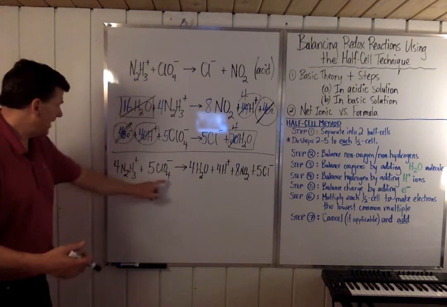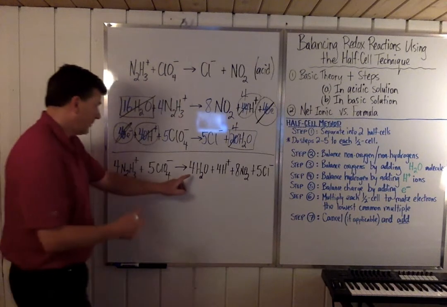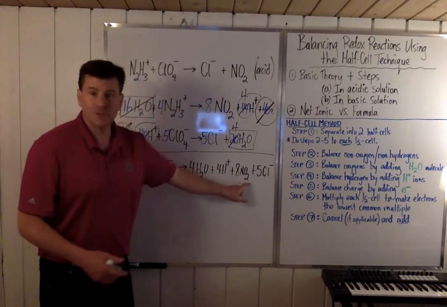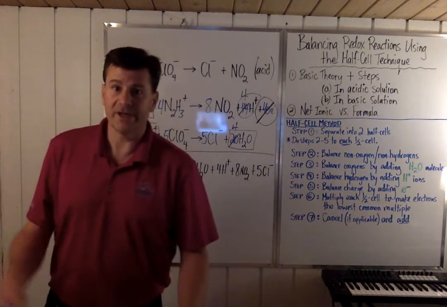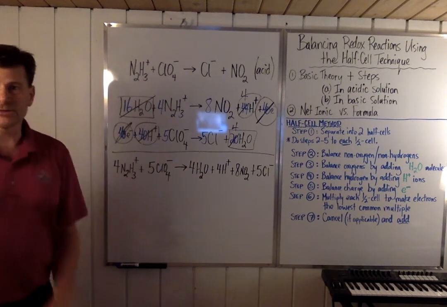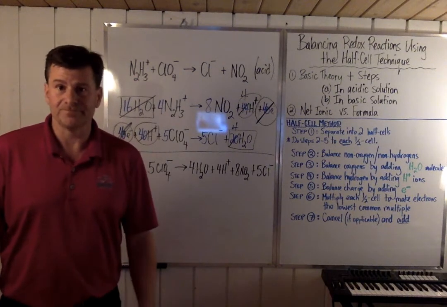Oxygen, last one. 5 times 4 is 20. 4 times 1 is 4. 8 times 2 is 16. 16 plus 4 is 20. Tick. Oxygens are balanced. That is a balanced redox reaction in an acidic solution.